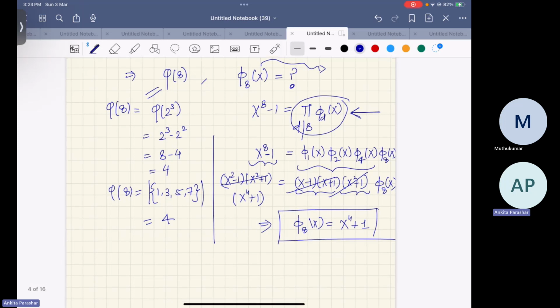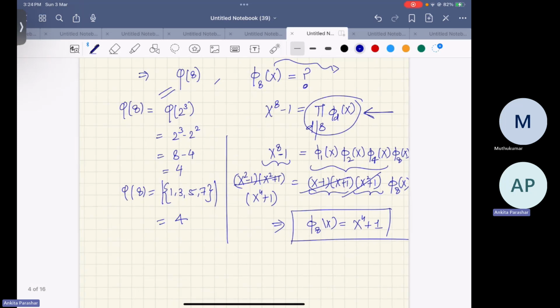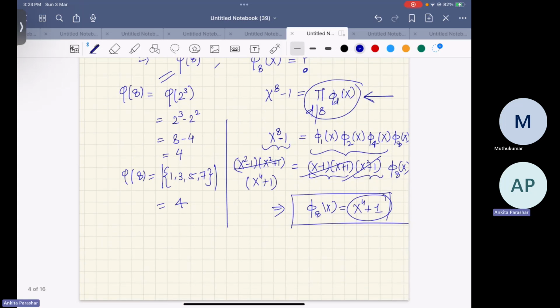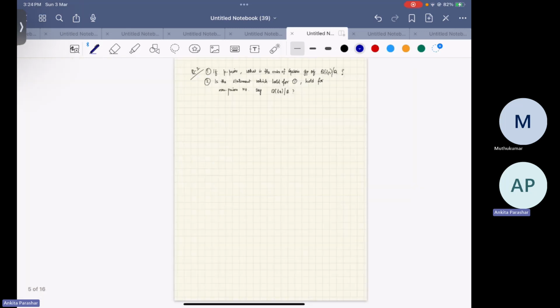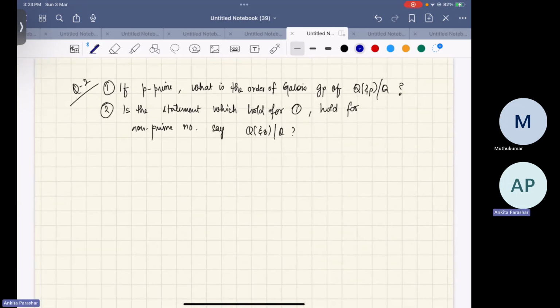So naturally, you took zeta 8, but the degree of your extension is just 4. Of course, just looking at which primitive root you have, you cannot tell the degree, but for one case you can tell, if it is prime. If I ask you what is the degree of this extension, that is p minus 1. Exactly. So this is the way we can find the degree of the extension.